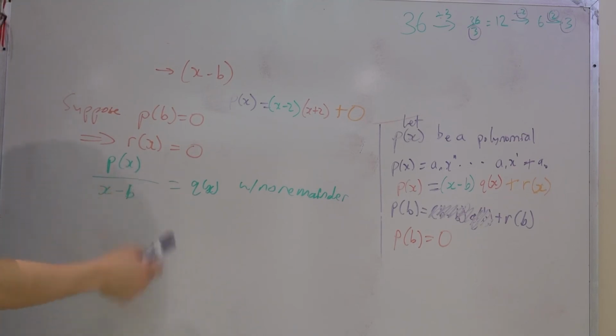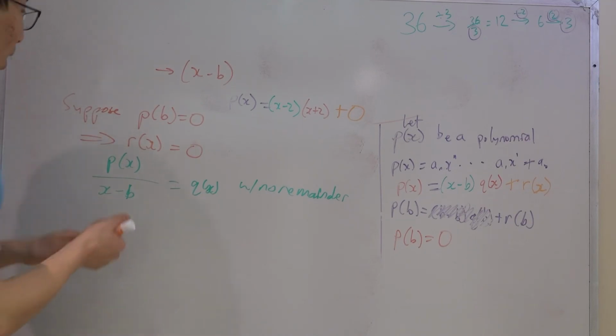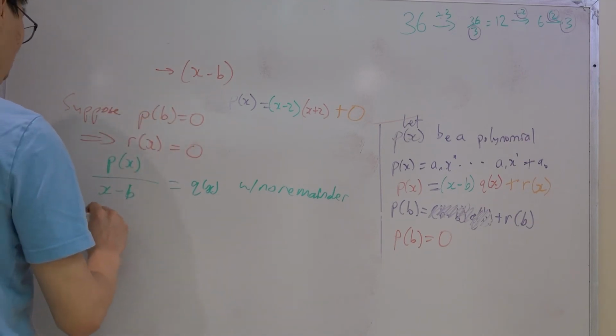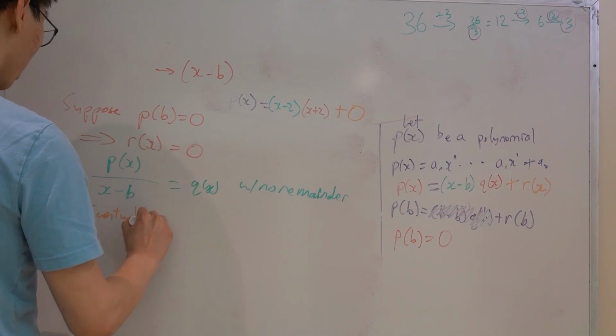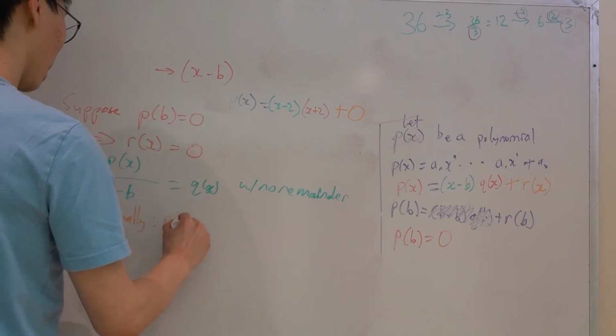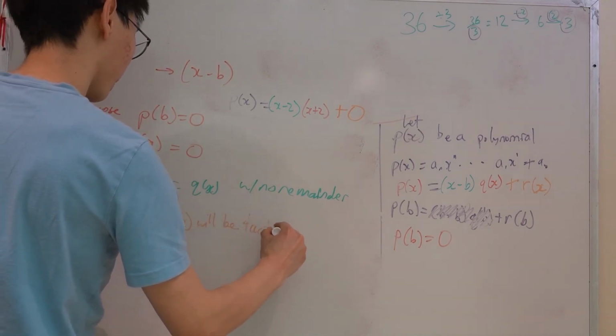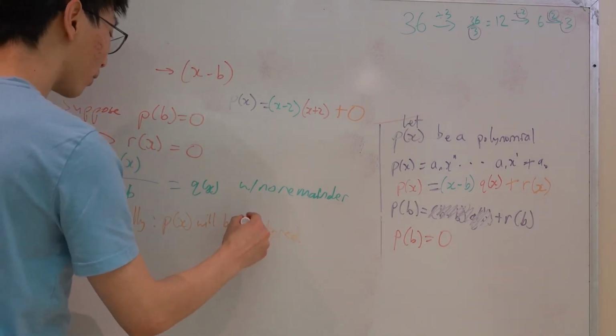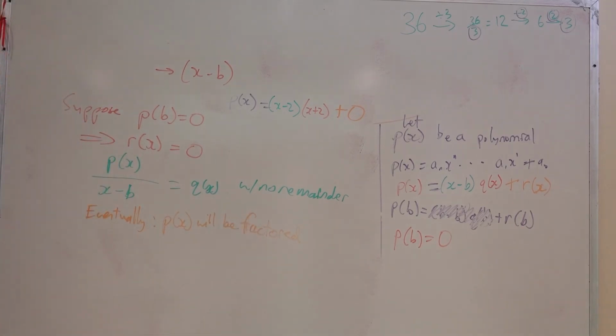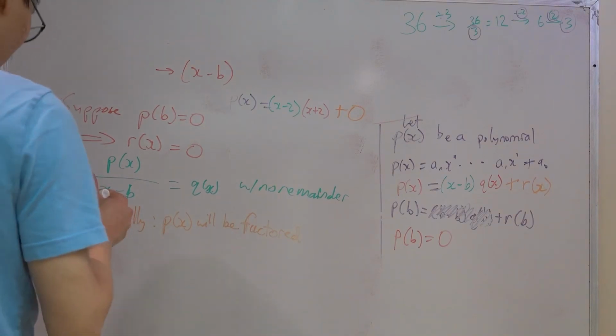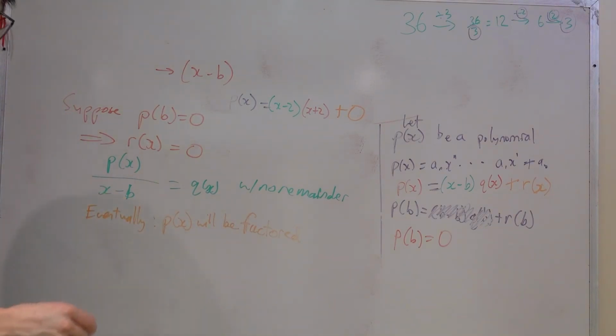So if I keep dividing by these linear factors, eventually the hope is that I will get my polynomial p of x. Eventually p of x will be factored. You do have to keep track of all the factors, but eventually you will get there. Okay, so eventually p of x will be factored. That is the whole point of this.